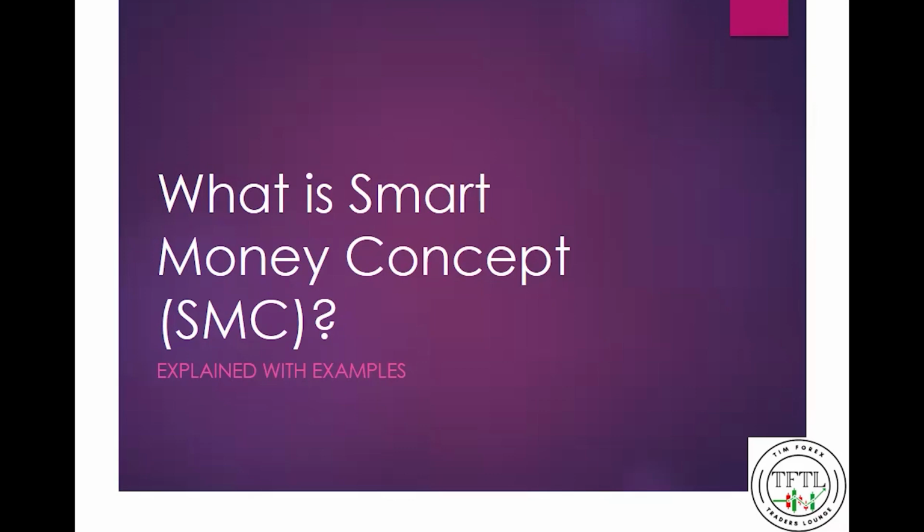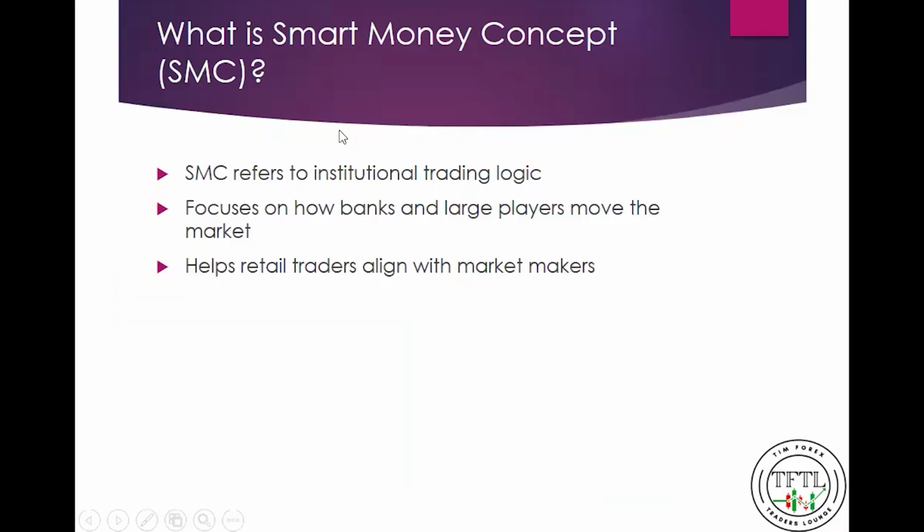So when we talk about the smart money concept, it refers to what we call institutional trading logic. So we want to reason how institutions reason when they are trading. Institutions focus on liquidity, order flow, such kind of things. But retail traders think differently, and that is the reason why most retail traders lose.